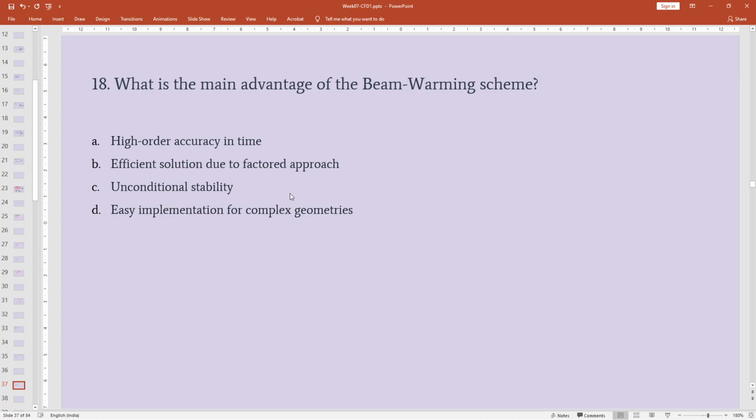What is the main advantage of beam warming scheme? Options are: A, high order accuracy in time. Option B, efficient solution due to factored approach. Option C, unconditional stability. Option D, easy implementation of complex geometries. So the question is about the main advantage of beam warming scheme.